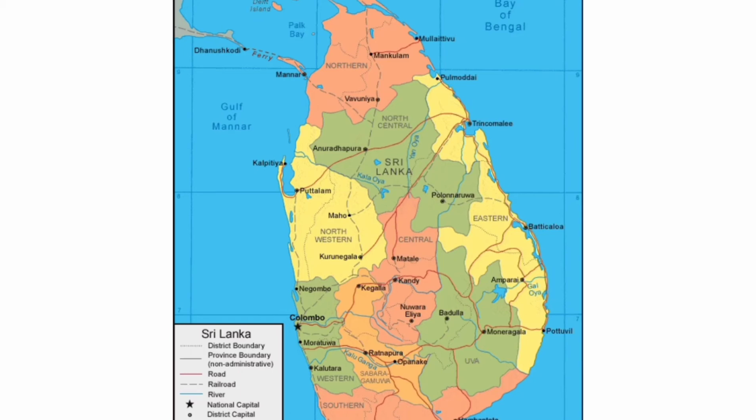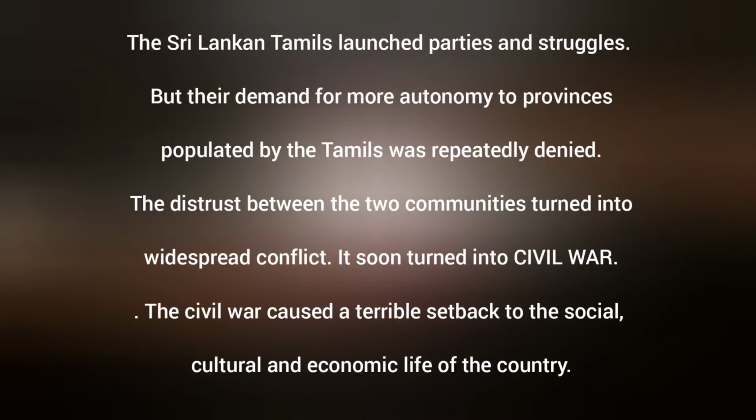And what was the reaction of Sri Lankan Tamils regarding this problem? The Sri Lankan Tamils launched parties and struggles for the recognition of Tamil as an official language, for regional autonomy and equality of opportunity in securing education and jobs. So they demanded Tamil as an official language, and they wanted regional autonomy and equality of opportunity in securing education and jobs. But their demand for more autonomy to provinces populated by the Tamils was repeatedly denied.